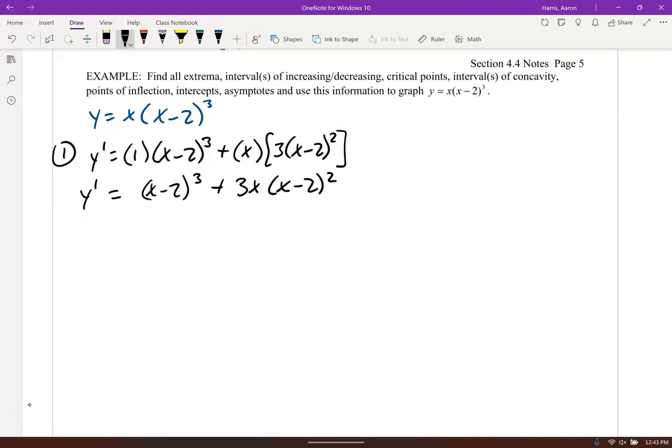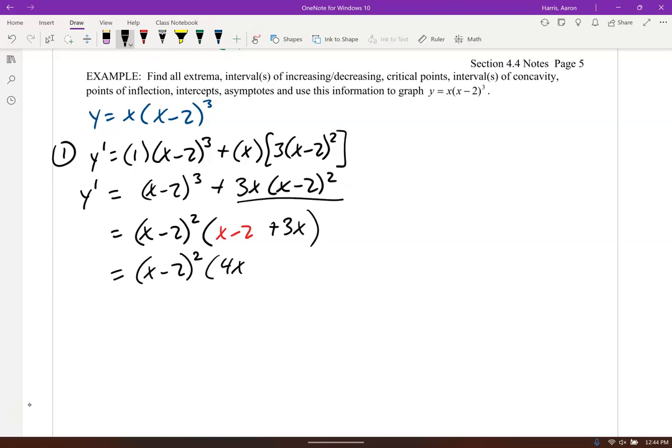They both have an x minus 2 squared. Let me take an x minus 2 squared out, and I would be left with one of these x minus 2's from the first one, and then plus that 3x from the second term, because I took out both of those x minus 2 squareds. Think of it as a cubed plus 3xa squared. I'm taking an a squared out, or x minus 2 squared out. Well, it looks like we got x minus 2 squared times x plus 3x. I got a 4x minus 2.